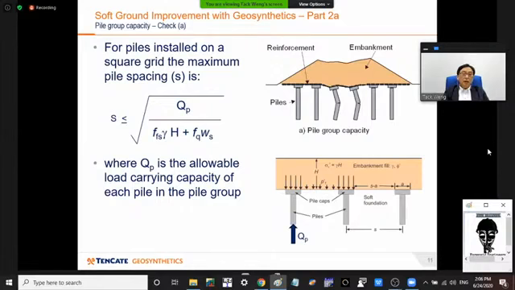Starting with check A, the piles have to carry the load of the embankment. So there should be sufficient pile load capacity, and you can approach this first by defining the pile spacing, or you can choose the pile that you want to use with a known capacity and work out what is the pile spacing required.